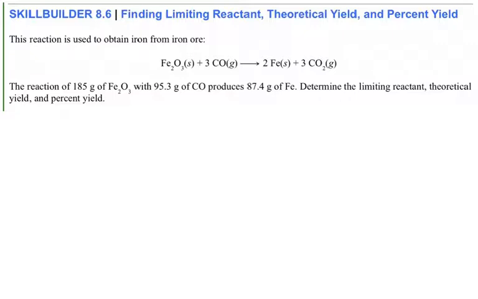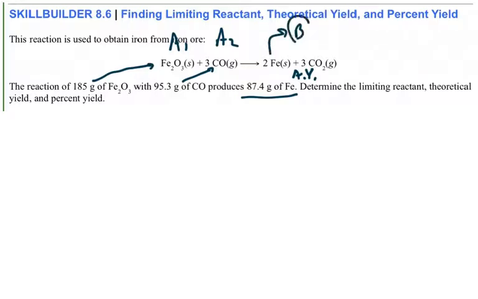All right, so let's check the problem. Well, we got here, we'll call this A1. Notice you got 185 grams of this guy. You got 95.3 grams of this guy. This is A2. This is what we're making. The student made 87.4 grams. So this is the actual yield. This is what you made in the lab. The question is, let's call this B for the unknown and see what we were supposed to make, which is the theoretical yield. Let's look for that.